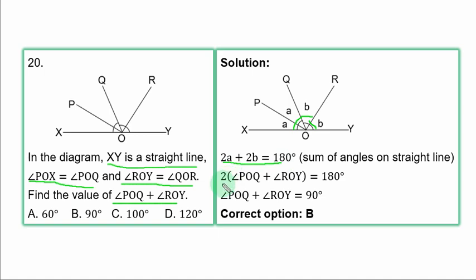Can factor out 2 from here. And what is A? A is equal to angle POQ. B is equal to angle ROY, equal to 180. Divide through by 2. The sum of angle POQ and ROY is equal to 90 degrees. B is the correct option.